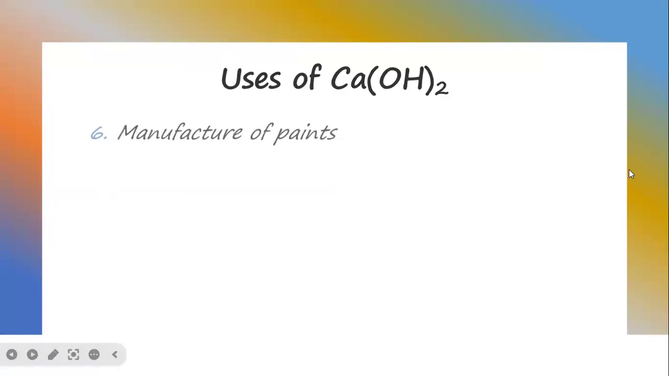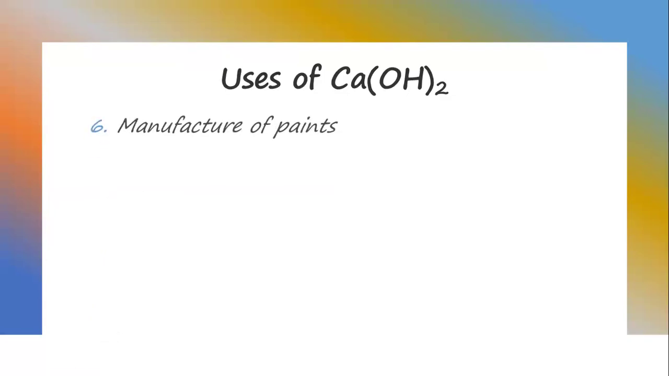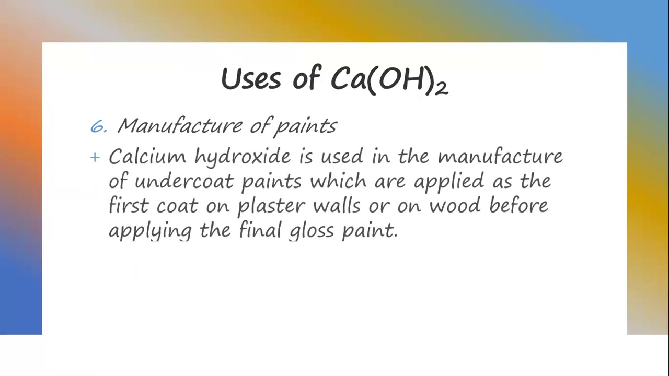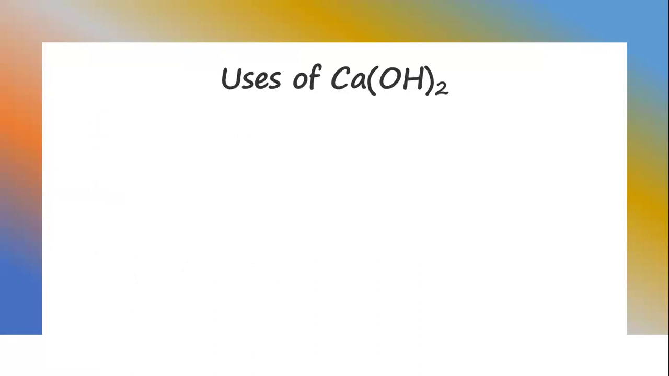Moving on, the other use of calcium hydroxide is the manufacture of paints. Calcium hydroxide is used in the manufacture of undercoat paints, which are applied as the first coat on plaster or on wood before applying the final paint. So calcium hydroxide is used in that manufacturing.